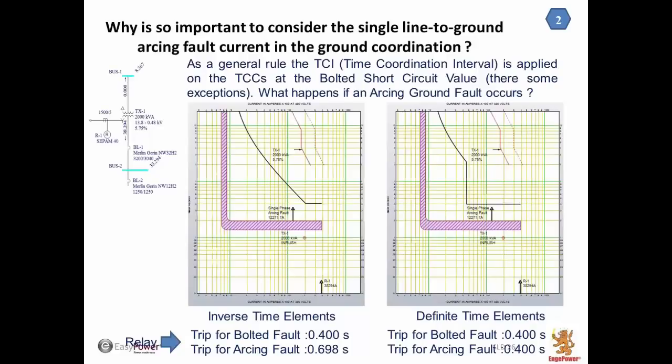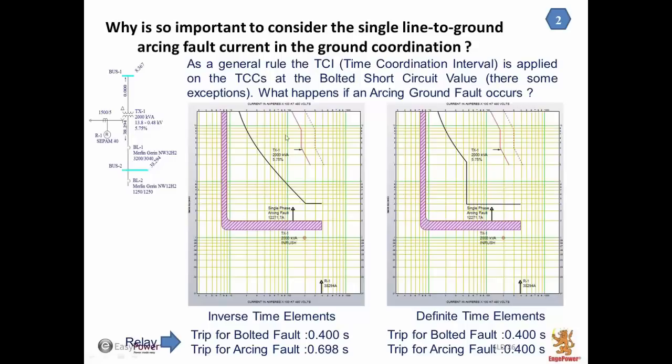Another important issue that we talked about was using the arcing fault on our TCCs. It is very important, because normally the coordination time interval is applied for the bolted fault. That is this TCC on the left, right? But when we have an arcing fault, we are not going to have a bolted fault, so the value will be lower. So you come to the TCC and we mark the arcing fault on the TCC.